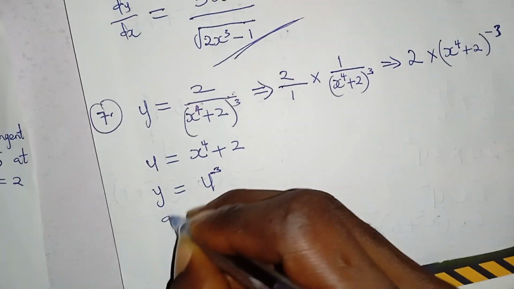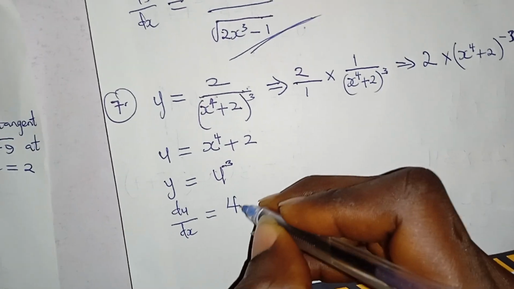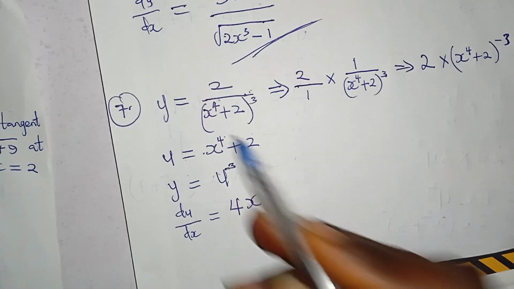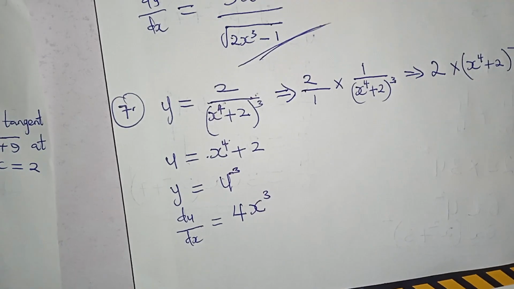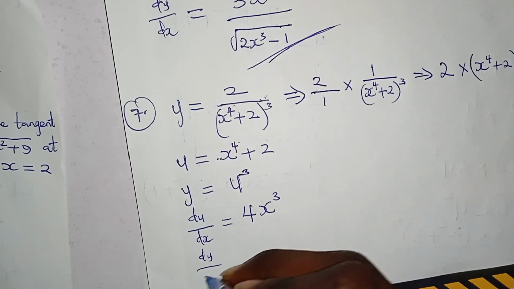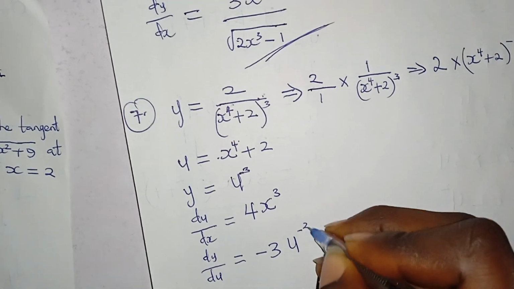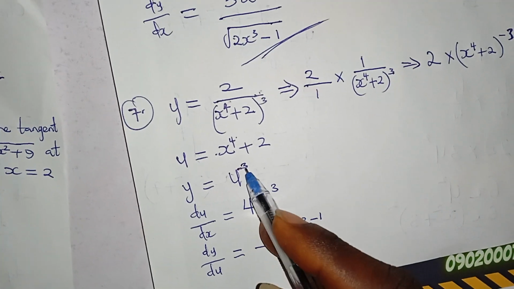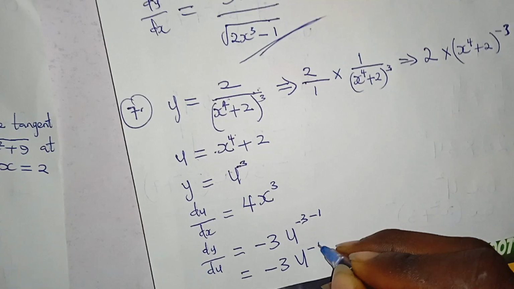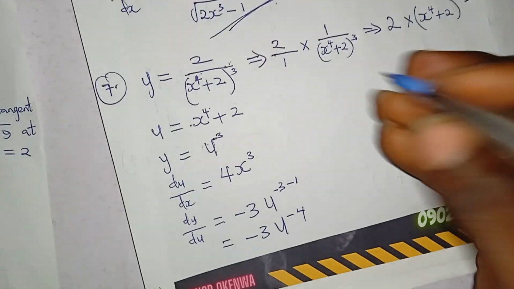You know that du over dx will simply be 4x raised to the power 3. Subtract 1, constant. Derivative of a constant is 0. Then dy over du here is going to be minus 3, come down, u to the minus 3 minus 1. Subtract 1 from the power. So this is going to be minus 3u to the minus 4.